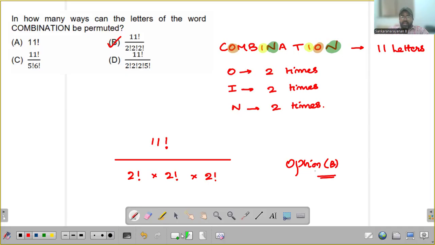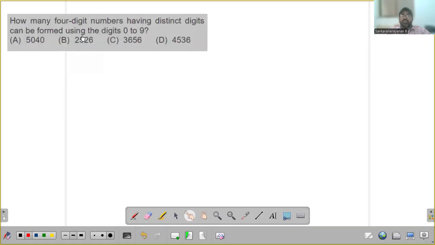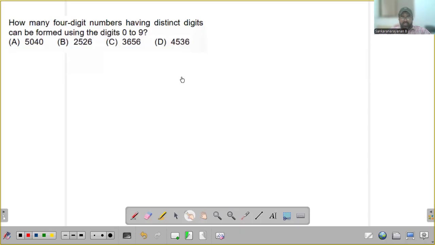Let's now consider the next question. I'm taking care of question number 4 now. It's a very interesting question, about forming some numbers. Take a look at this question. Take your time to read and understand it, and then I shall go ahead with the explanations.